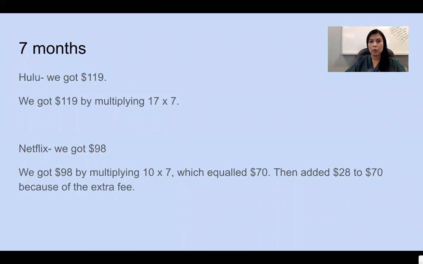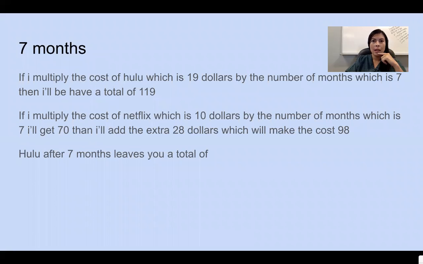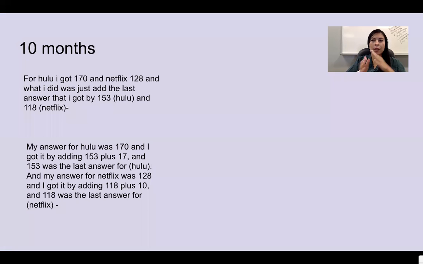If you notice here, they did some multiplying for Hulu, then for Netflix they did some multiplying, and then they did some adding. This one is a little bit different. Here they multiplied also, but this one's a little bit different though. I hope you can notice the difference. The last answer that I got was 153, and so what they were doing was adding to the one before it. So for example, they had 118, so they added 10 to get the next one for Netflix, and for Hulu they added 17 to get the next one.